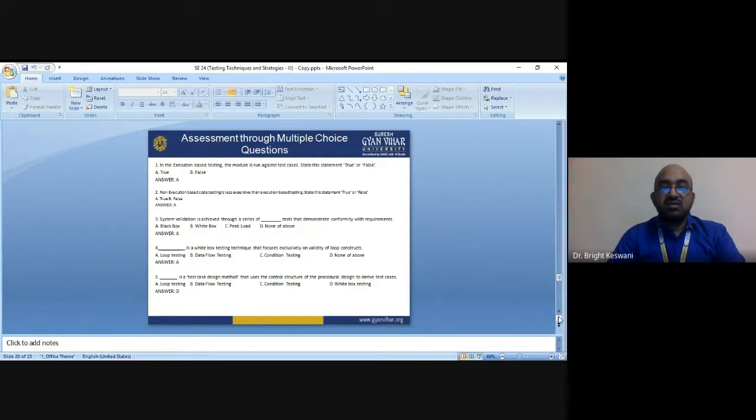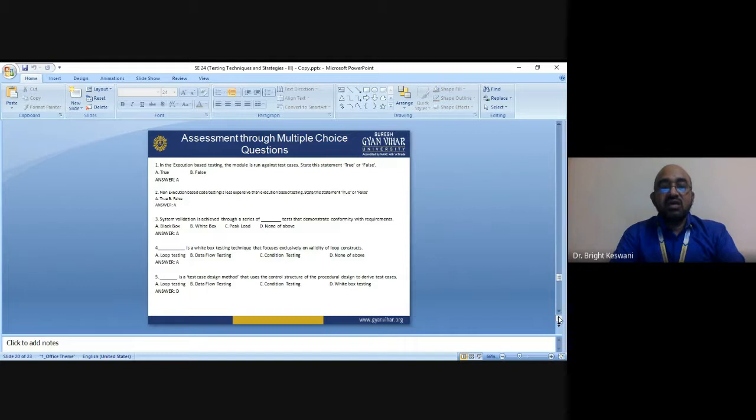The second question: non execution based code testing is less expensive than execution based testing. State this statement whether it is true or false. The answer is true. Yes, non-execution based code testing is less expensive than the execution based testing, because in the execution based testing, we are focusing on the test cases. We have to generate various test cases. So it is a time consuming activity and it is a costly activity.